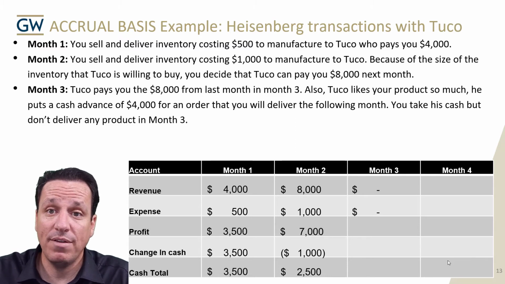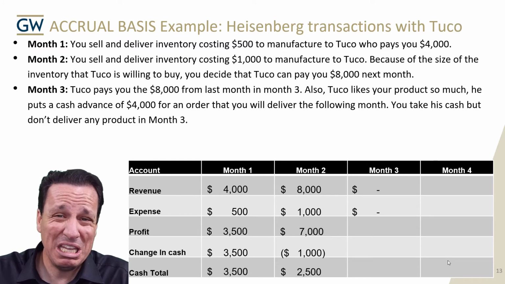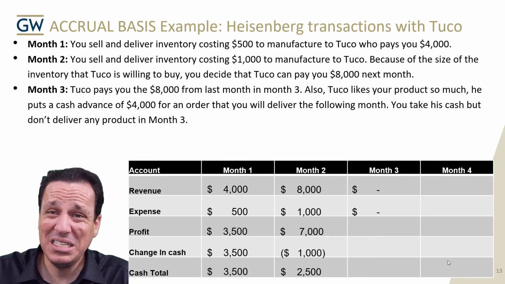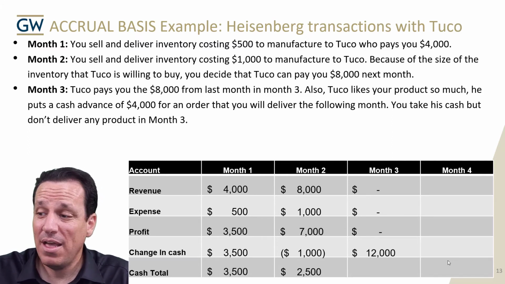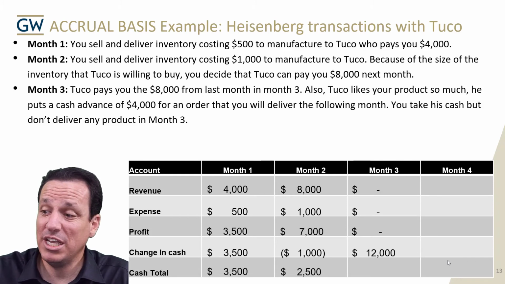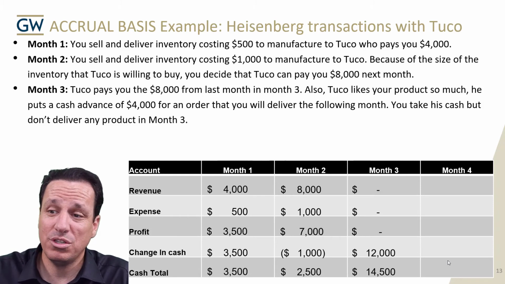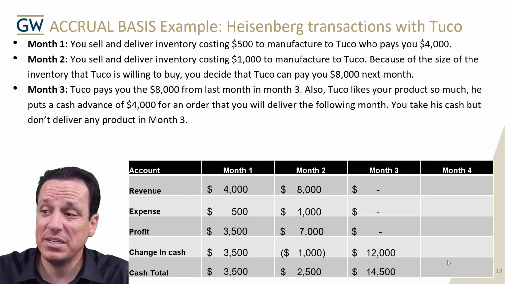We had a much higher revenue under the cash method, but the accrual method shows what is actually going on. Heisenberg ain't doing nothing. He's sitting on his thumbs, right? Profit is 0. Nothing happened in month 3 except for collecting some money, which is good. And that'll get reflected in our cash account. Net change in cash is $12,000 and our cash goes up to $14,500. So it will be reflected there. But as far as cooking and selling, he's not doing anything.